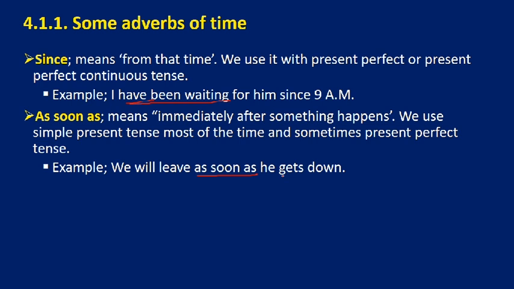As soon as ጋር የመጣው clause, አሁንም I told you, it's the dependent clause. So dependent clause ላይ simple present ተጠቅመናል. You see? We will leave. It's a future event. We will leave as soon as he gets down. Future event ስለሆነ we used simple present tense.